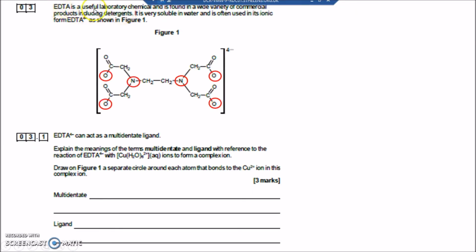Question 3. EDTA is a useful laboratory chemical found in a wide variety of commercial products, including detergents. It is very soluble in water, and is often used in its ionic form. EDTA 4- is shown below. Explain the meaning of the term multidentate ligand with reference to the reaction of EDTA 4- with hexaaqua copper 2 ions. Draw in figure 1 a separate circle around each atom that bonds to the Cu2+ in the complex ion.